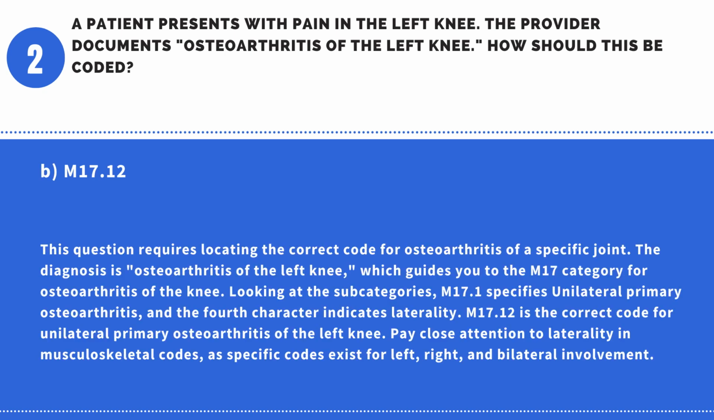Answer: B. M17.12. This question requires locating the correct code for osteoarthritis of a specific joint. The diagnosis is osteoarthritis of the left knee, which guides you to the M17 category for osteoarthritis of the knee. Looking at the subcategories, M17.1 specifies unilateral primary osteoarthritis, and the fourth character indicates laterality. M17.12 is the correct code for unilateral primary osteoarthritis of the left knee. Pay close attention to laterality in musculoskeletal codes, as specific codes exist for left, right, and bilateral involvement.